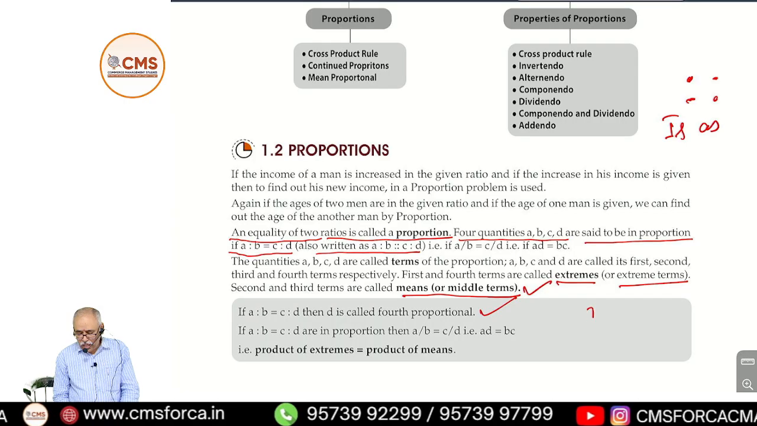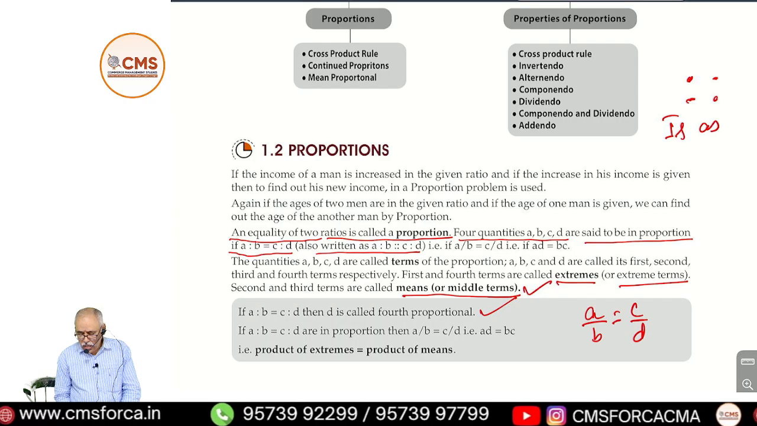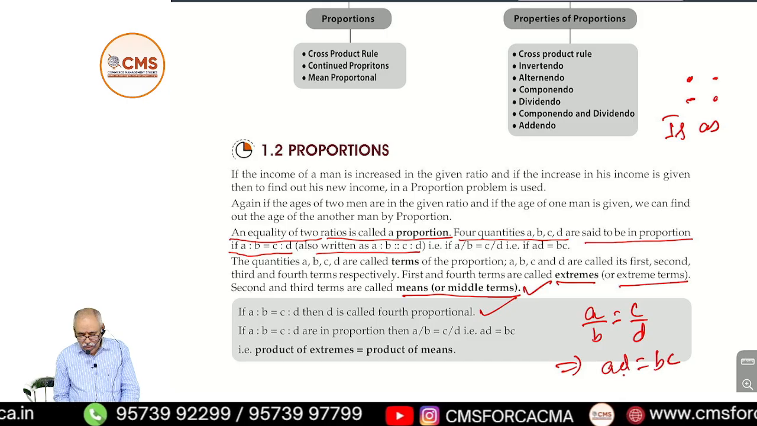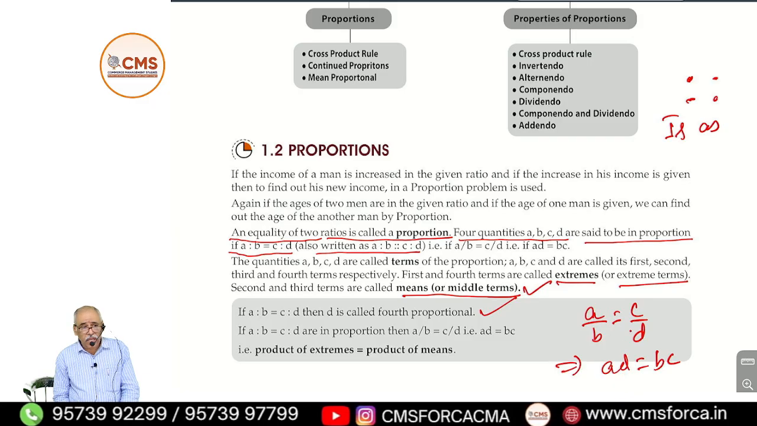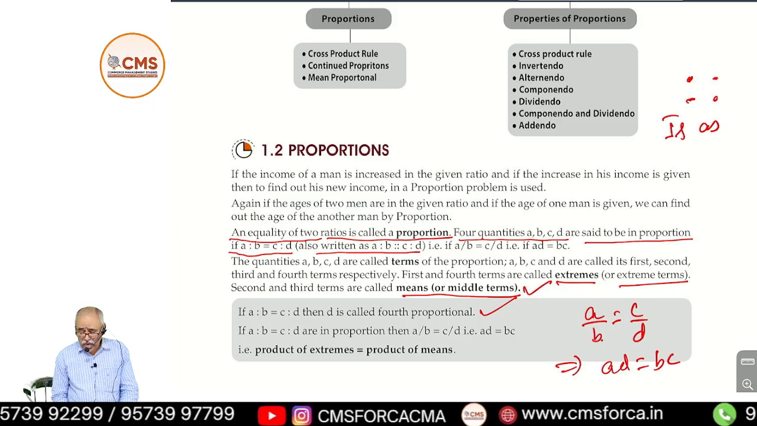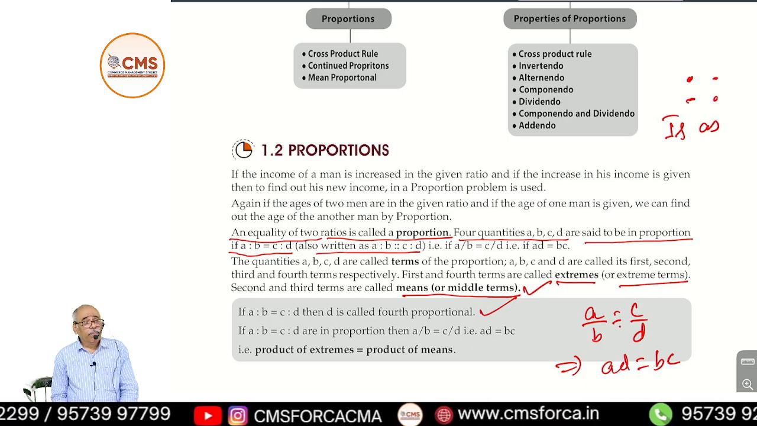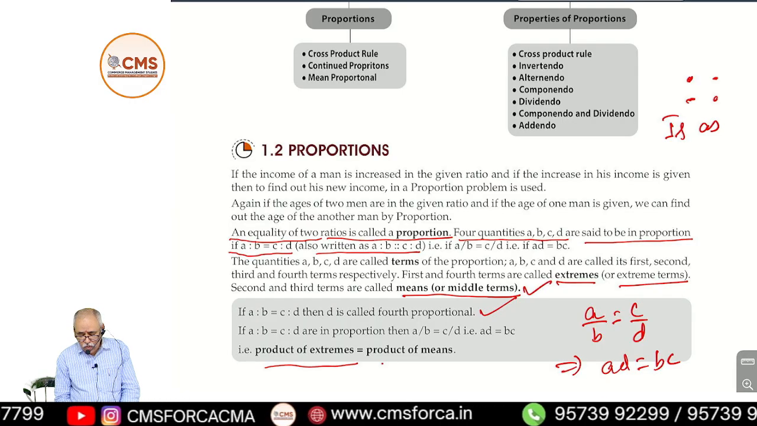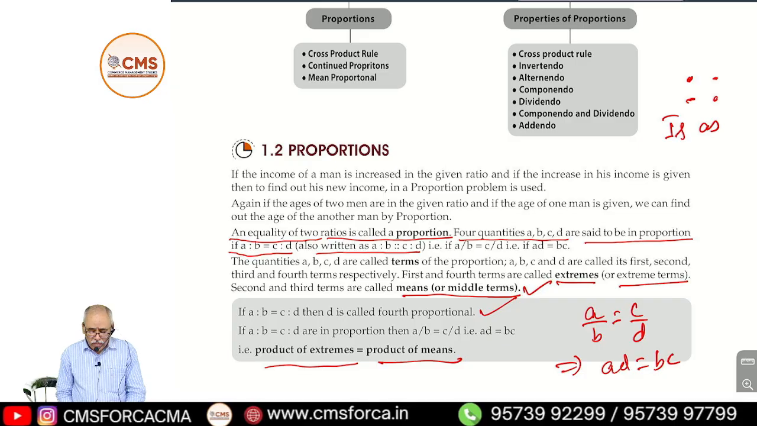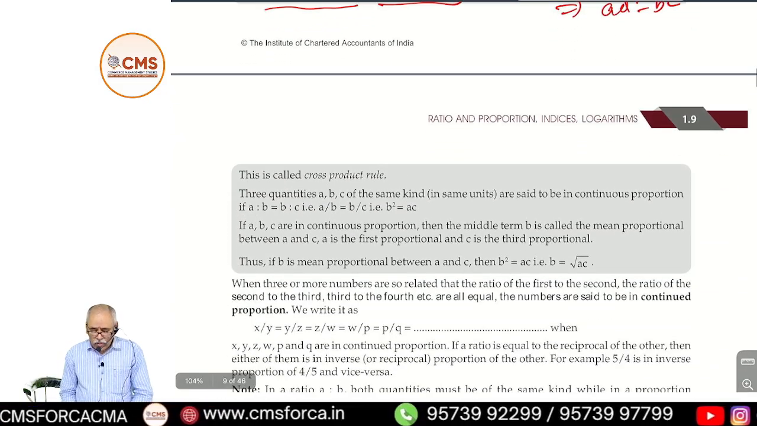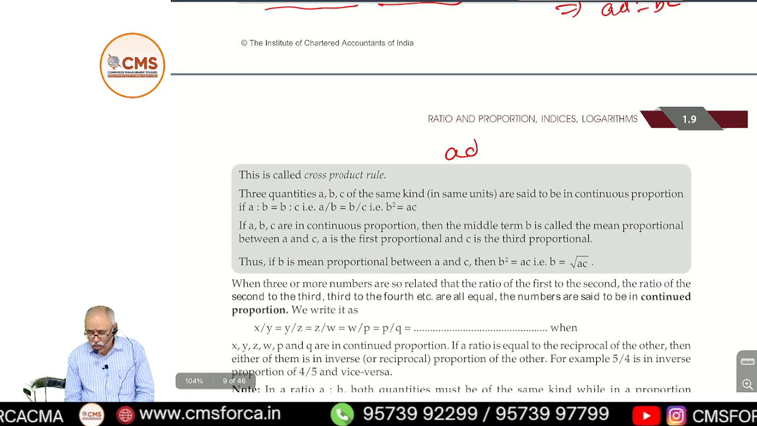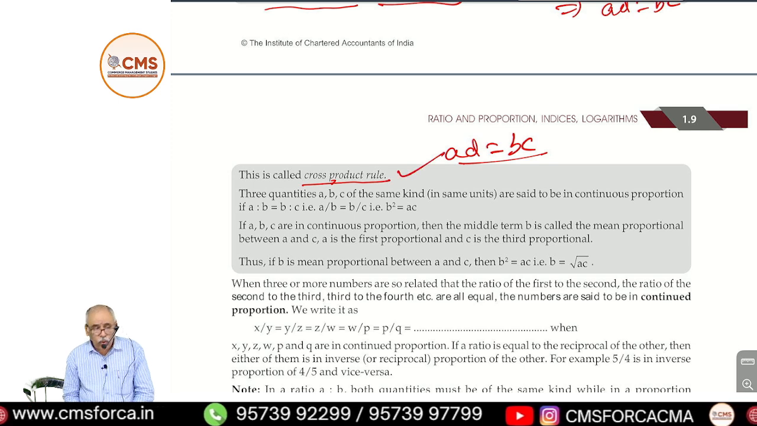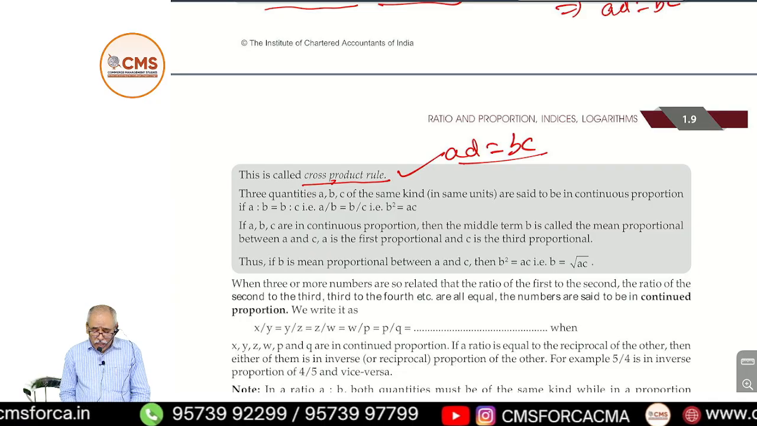Next one, if A is to B is equal to C is to D, then we write it as A by B is equal to C by D. If you cross multiply, what you will get? AD equal to BC. So A and D are extreme terms. B and C are called middle terms. So here we can say the product of extremes is equal to the product of means. This rule AD equal to BC is called the cross product rule.